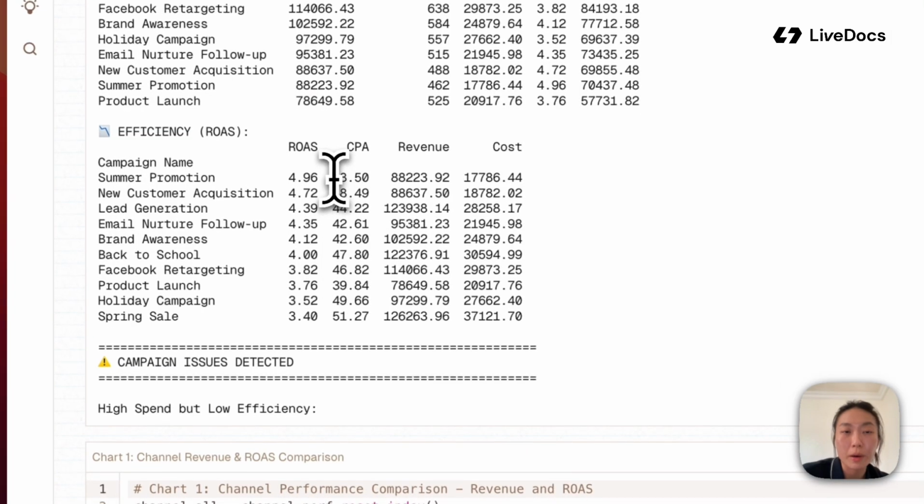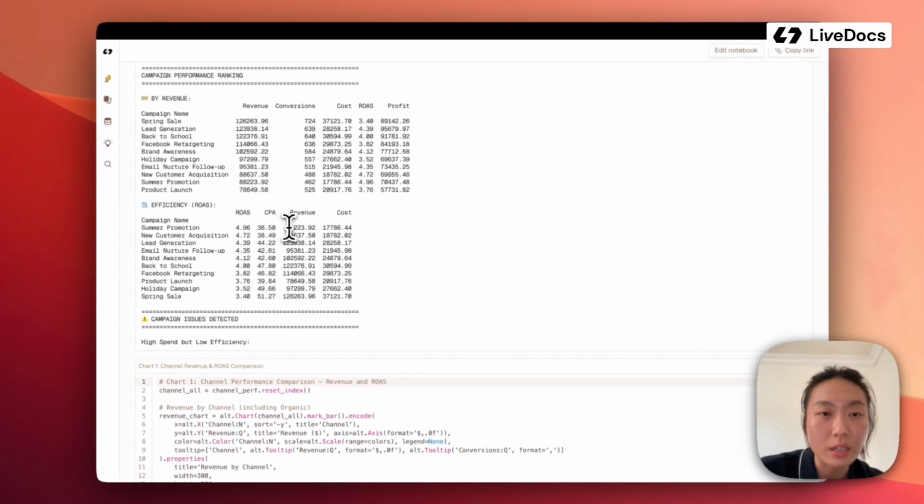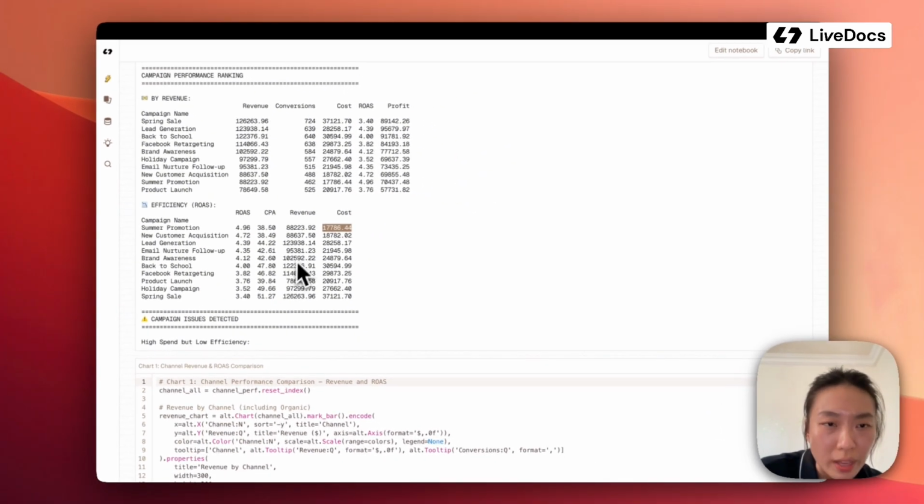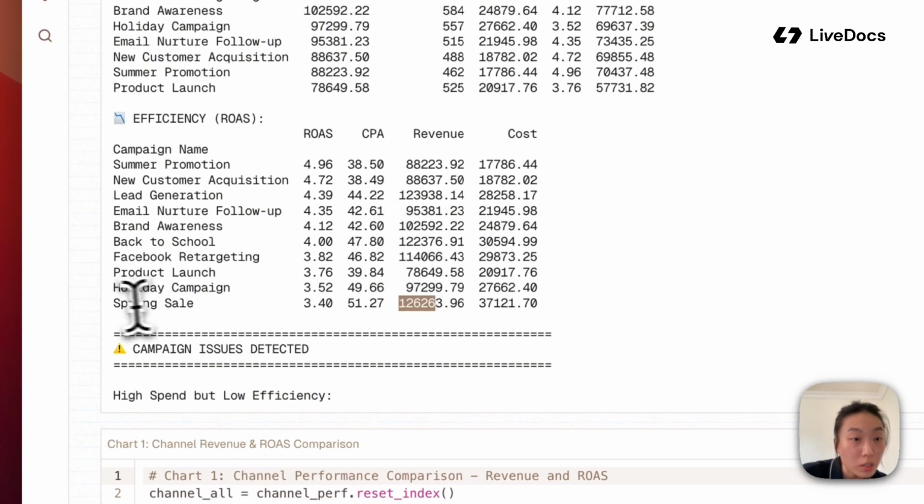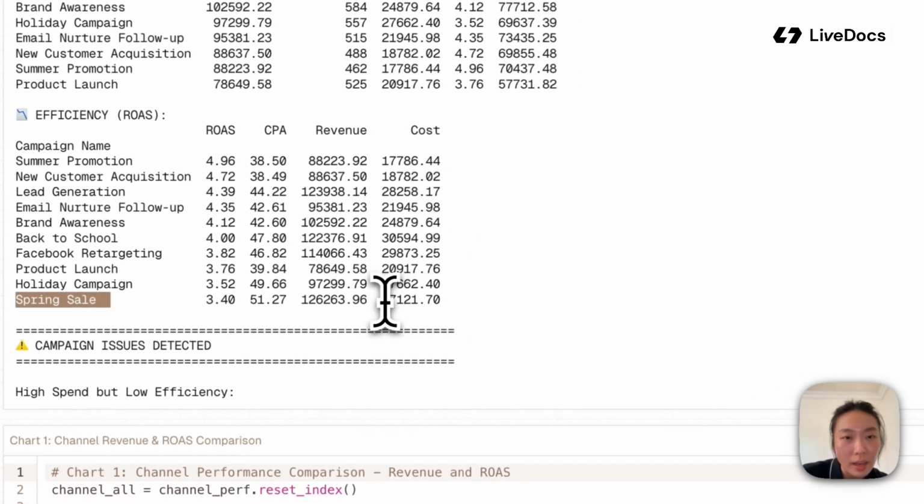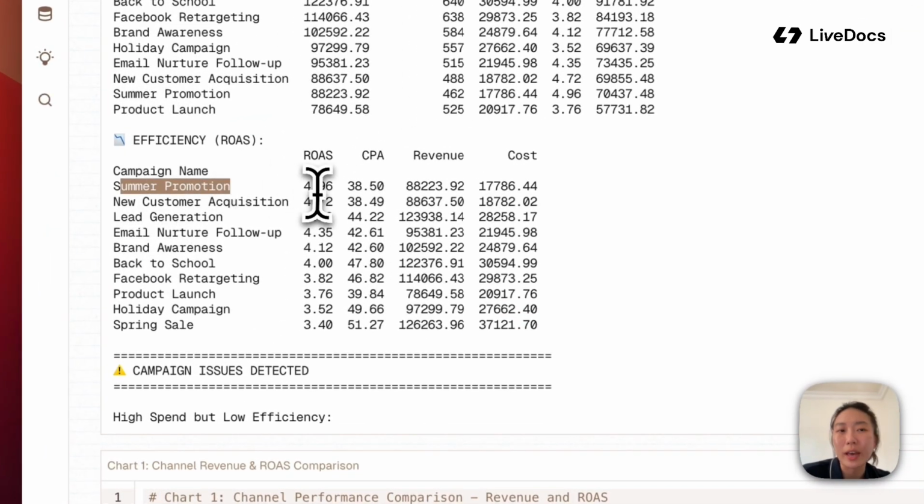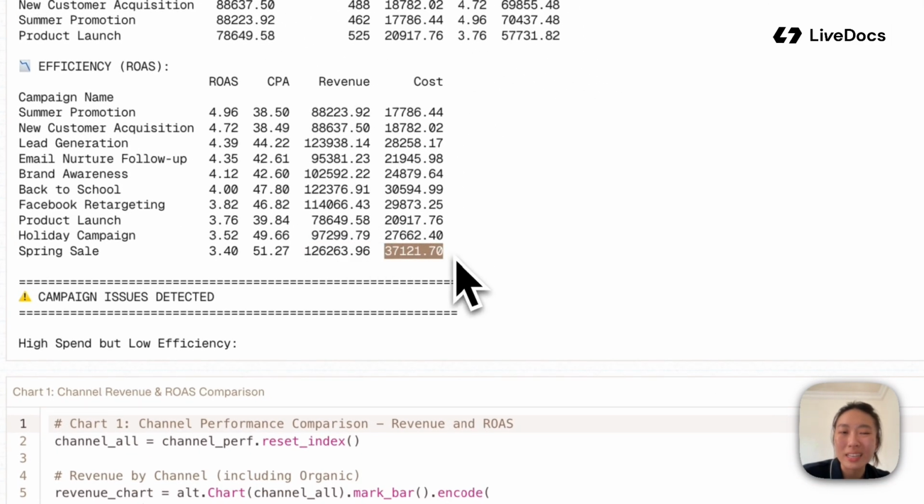The cost per action is about 38.50, and the revenue we generated is about 88,000, and the cost is about this much. And from here we can see the revenue generated. The highest one will be this one. The spring sale has the highest revenue, and the cost is the highest as well. So as we can see, summer promotion has the highest return on ad spend, but spring sale has generated the highest revenue, though the cost is also a little bit high.